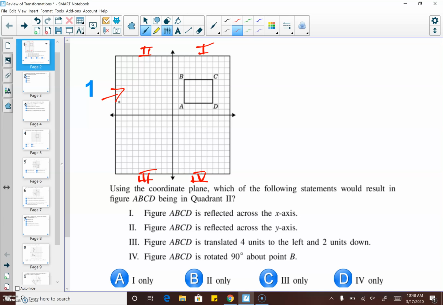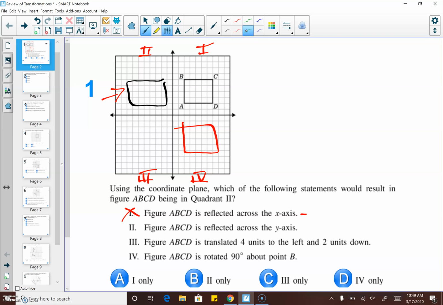Now, if figure ABCD is reflected across the x-axis, well, that's going to give us a shape that is down here in the fourth quadrant, so we know that one's out. Second one, figure ABCD is reflected across the y-axis. That's going to give us right there. So that one looks to be pretty good so far.